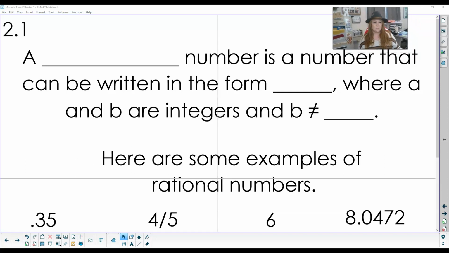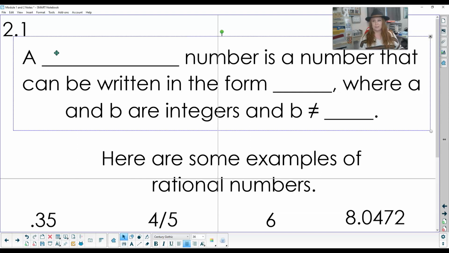For 2.1s, we are going to start talking about a different type of number now. So we've been talking about integers, which are whole numbers. So we are going to move on and talk about the next level of numbers. So these are called rational numbers.